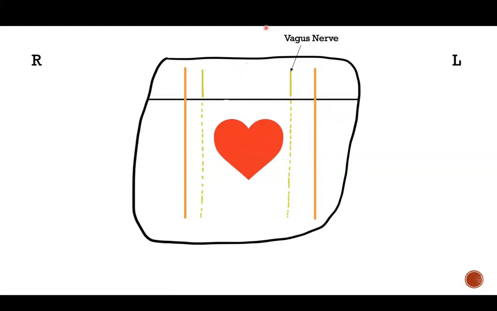What other structure we mentioned is in the posterior mediastinum? The esophagus, okay? So another way to remember this, you can say esophagus, okay? So the vagus supplies the esophagus, and that's why it's in the posterior mediastinum, okay?